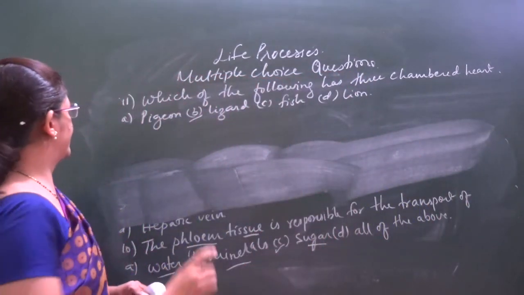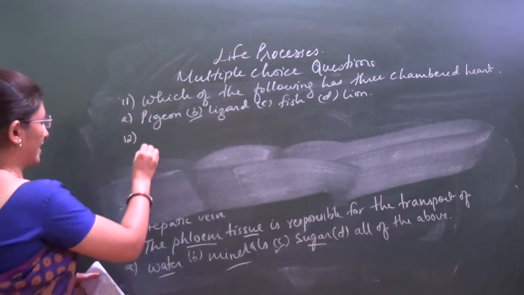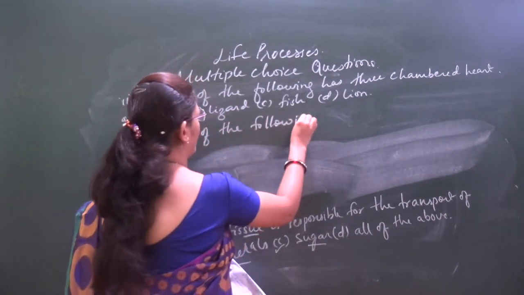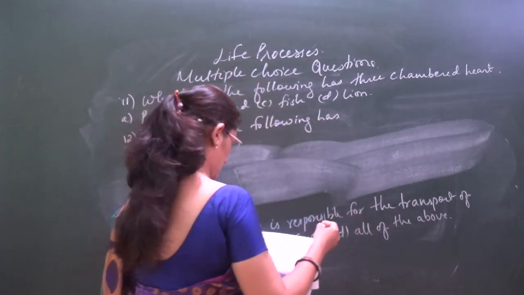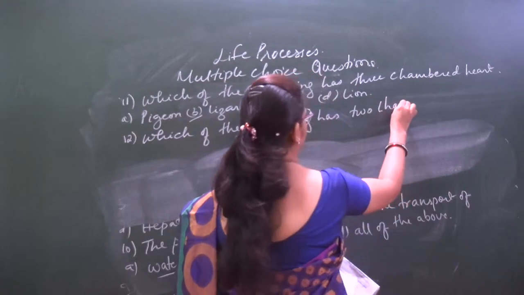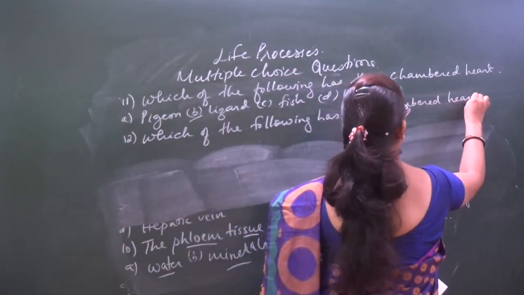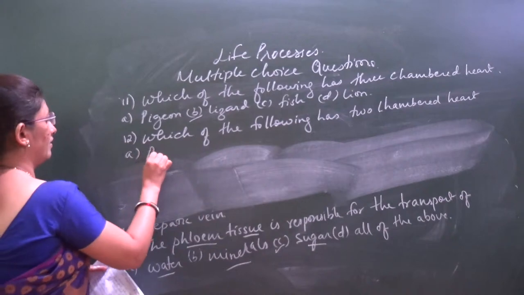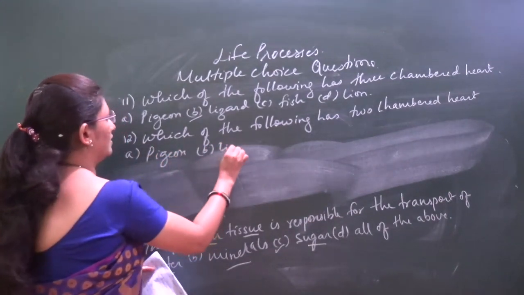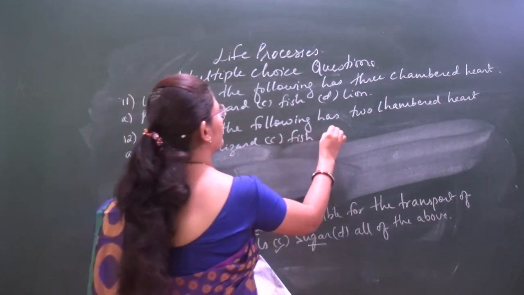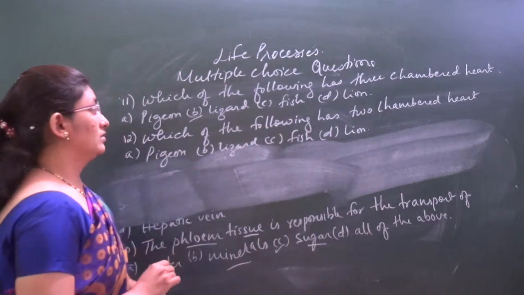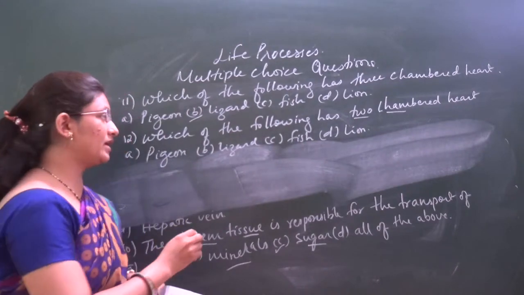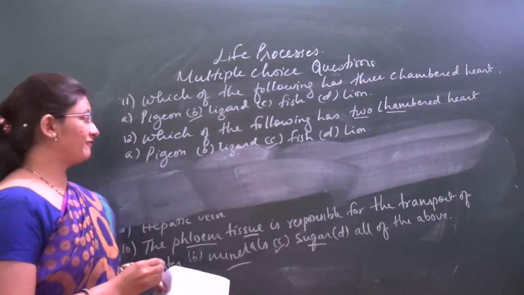The next question, question number 12: which of the following has a two chambered heart? Options given are pigeon, lizard, fish, and the lion. Here, the heart consisting of two chambers is seen only in the fish. So the answer should be fish.